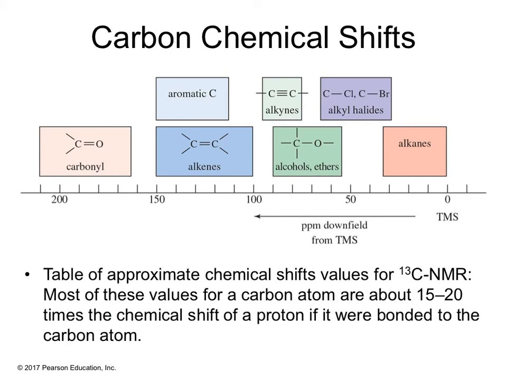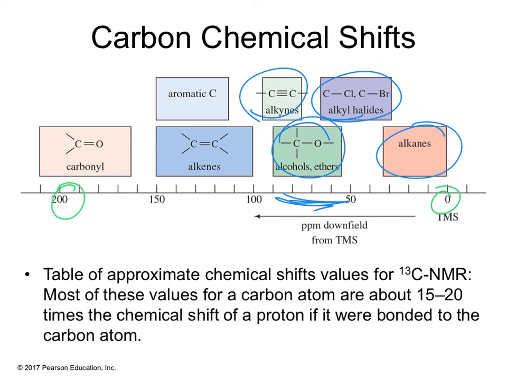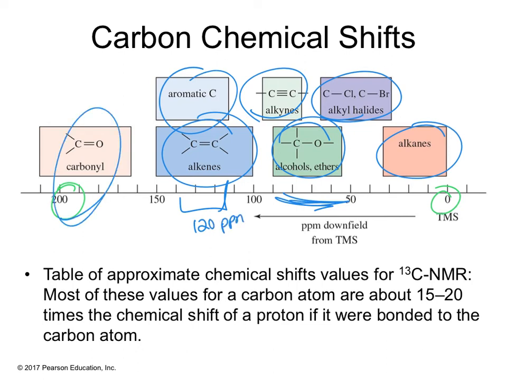Your scale is going to be a little bit different. You see it's from 0 to 200, but it's still going to be very similar. You have alkanes at the low field, alkyl halides, alkynes, alcohols, because they're more electronegative in this area. You have alkenes and aromatics around 120 ppm, and then the carbonyl is around 200. So you can find the carbonyl.